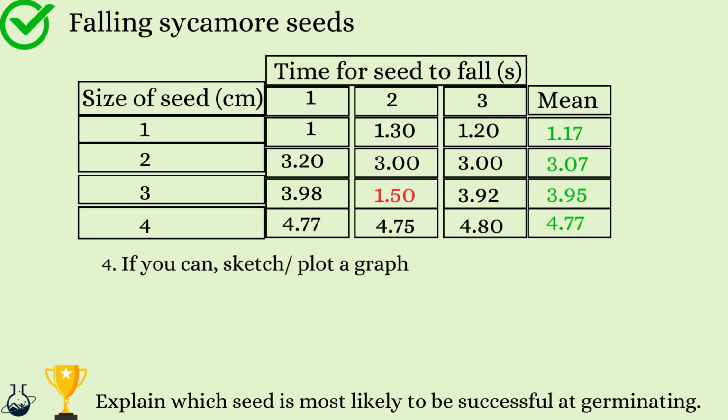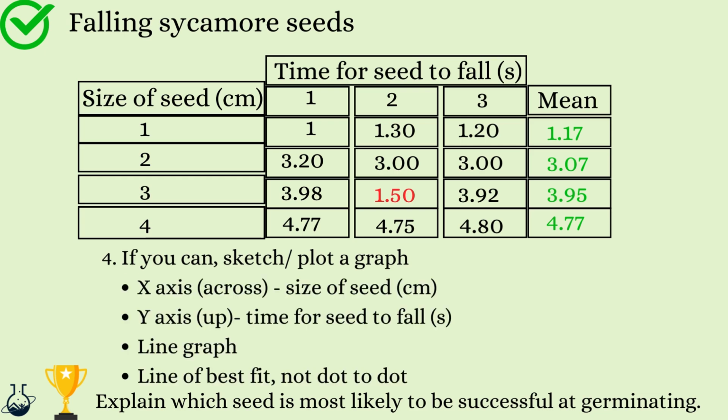Plotting a graph now turns all of these numbers into something more visual. Your graph should have an x-axis, which goes across, labelled size of seed in centimetres. It should also have a y-axis, which goes up, labelled time for seed to fall in seconds. It should be a line graph, and you should have a line of best fit, not dot to dot. Your line of best fit should have a general increasing trend. If not, check your scale and let your numbers go from the origin, from the smallest to largest number.